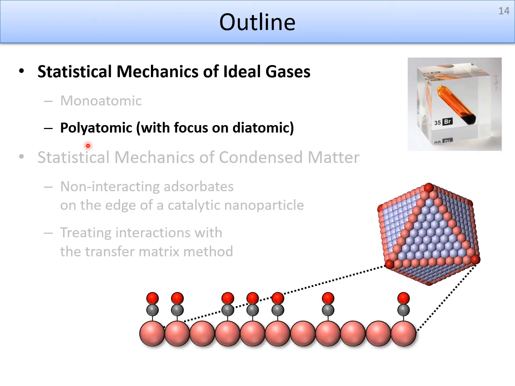So we have discussed the monoatomic ideal gas, and we will next move on to the polyatomic ideal gas, focusing on a diatomic, like this bromine over here.